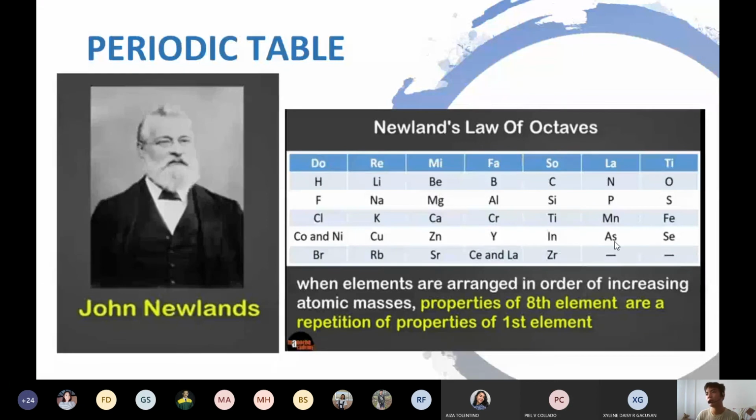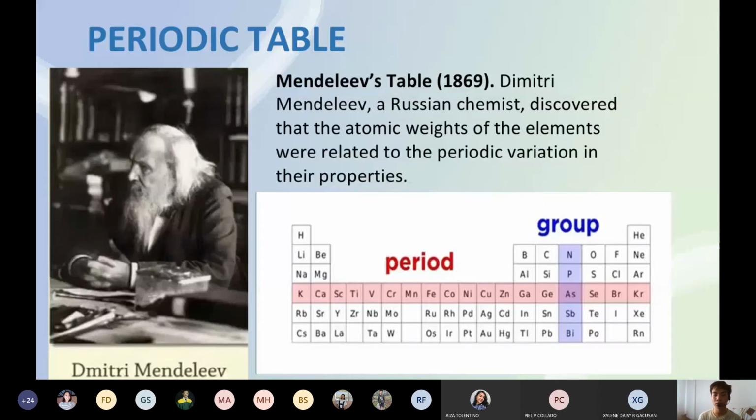So new term, no. Then yun, later on, the octaves isn't able to contain all the elements that are discovered na. So yan, Dmitri Mendeleev created a big periodic table that is able to contain all the elements na even before its discovery.